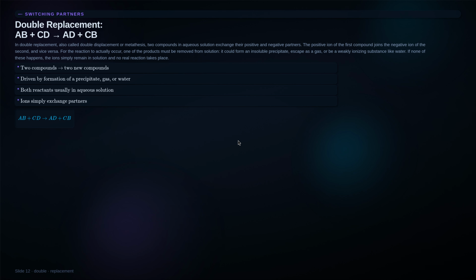Double replacement reactions, also called double displacement or metathesis reactions, occur between two ionic compounds in solution. The positive and negative ions of the two reactants swap partners, producing two new compounds. The general pattern is AB plus CD yields AD plus CB.